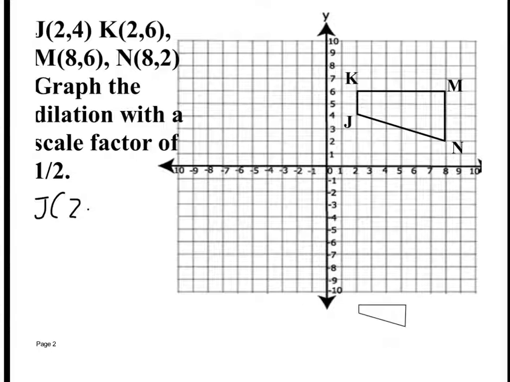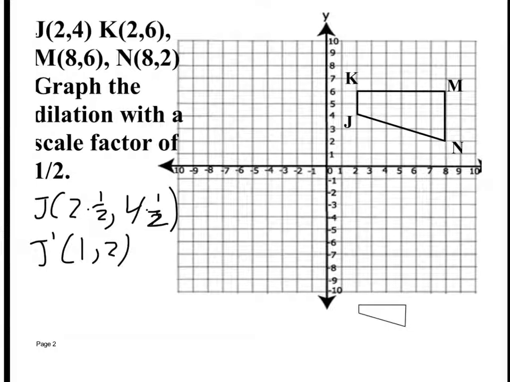So I'm going to take the first coordinate, J. J's at 2,4. I'm going to times each of the coordinates of J by 1/2. So I'm going to take 2 times 1/2, and 4 times 1/2. That's going to give me J prime. J prime is part of the image. The image is the new one. So what is 1/2 of 2? 1. What's 1/2 of 4? 2. So J prime is now going to be at 1, 2. So go ahead and graph 1, 2 on your graph.